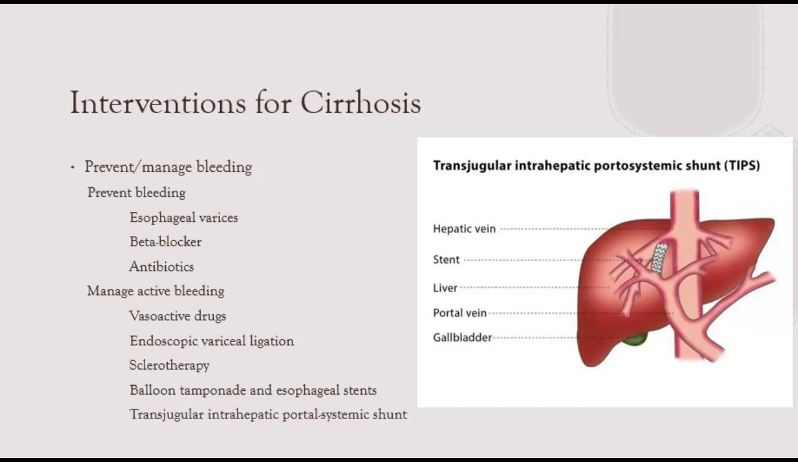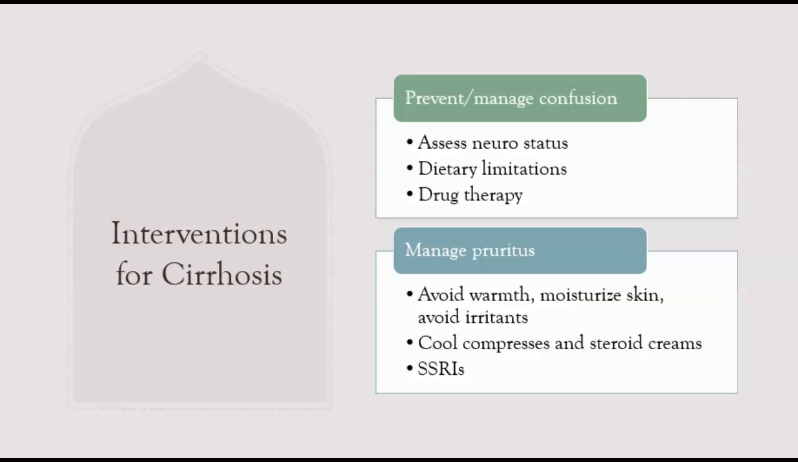An NG tube can be inserted to detect new bleeds. Packed red blood cells, fresh frozen plasma, albumin, and platelets can be given through a large bore IV. You'll want to monitor vital signs, coagulation studies, platelets, and INR. Preventing or managing confusion: you want to assess the neurologic status and monitor the neurostatus during treatment.